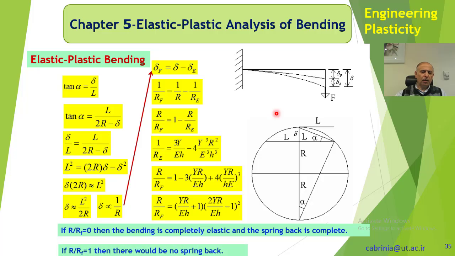And if R over RF is equal to 1, then there would be no spring back. Okay, it won't go back at all. In fact, this delta E vanishes. It doesn't go back. Delta E is 0. So if we deform it to this position, if R over RF is equal to 1, then it means that we don't have any spring back. Complete plastic deformation.